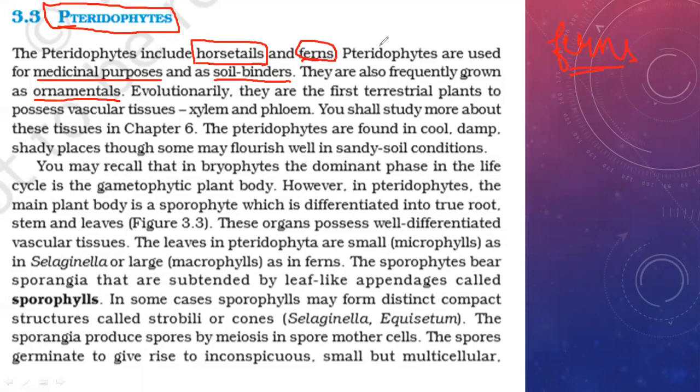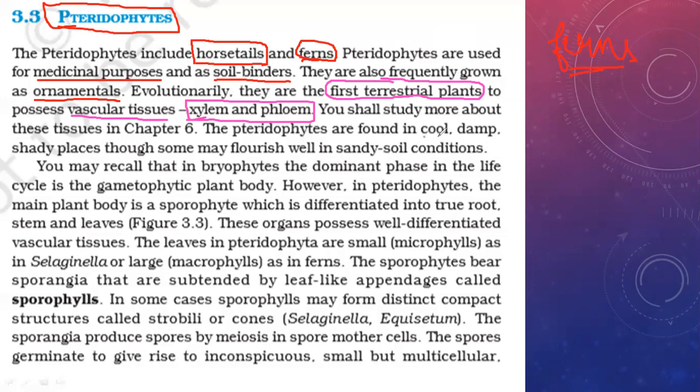So we can say that evolutionarily, they are the first terrestrial plants, not animals, first terrestrial plants to have evolved that possess vascular bundles, that possess xylem and phloem. So if asked which was the first group of plantae which contains vascular bundles, that is xylem and phloem, it is pteridophytes.